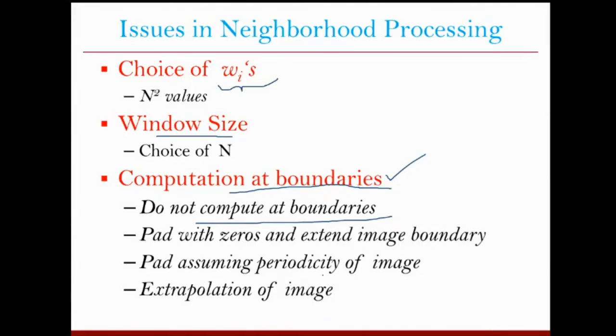Or second, you can assume that there is an imaginary set of pixels surrounding the image having zero values, zero intensity. That means you can extend your image and then calculate at the boundary. Sometimes, by observing the periodicity of the image, we create a new row and column in the image to operate at the boundary pixel. Sometimes we do extrapolation based on the previous pixels which are there in the image just near the boundary. So by using these ways, we can handle the boundaries.